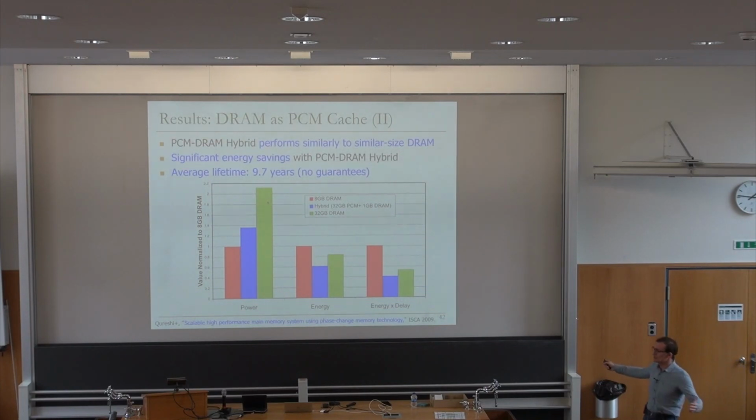Which is good because you have a huge DRAM buffer, not ensuring that you don't have an endurance problem, but reducing the endurance problem. But as you can see, there's still an endurance problem. 9.7 years is not infinity. You need to write to PCM at some point. And there are no guarantees. Again, some applications can actually circumvent the DRAM buffer somehow, and as a result, they can destroy your memory faster.